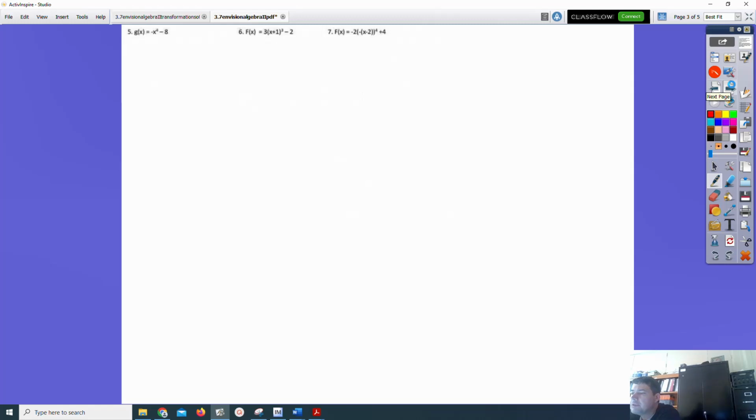The goal here was to describe the mother function and the transformations. Here's 5. The parent function, the mother function, is y equals x to the fourth. I noticed that negative symbol right there. I missed it. Looks like this writing sketch is off a little bit. There's a negative symbol out front, so there is an x-axis reflection. The only other thing I noticed here is that -8. So we have a vertical translation down 8.